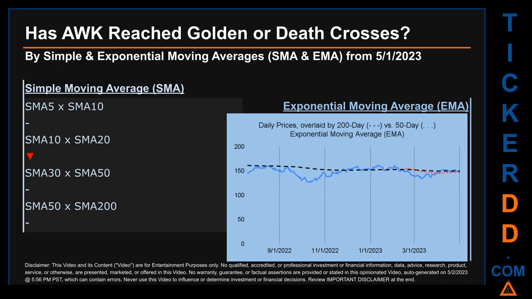Continuing with SMA, we looked across the 5 to 10, the 10 to 20, and the 30 to 50-day ranges to see if golden and death crosses had been reached. We found a death cross signal for the 10 to 20. We could find neither a golden cross nor a death cross signal for the 5 to 10, the 30 to 50, or the 50 to 200.